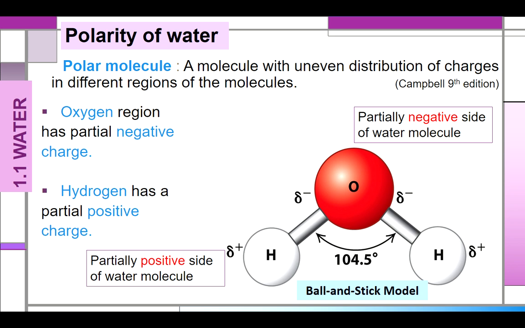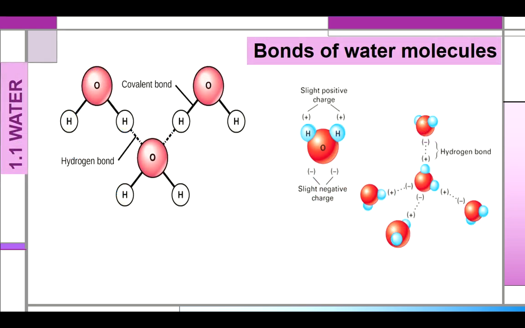Its molecular structure is slightly bent to form an angle of 104.5 degrees. The hydrogen, which is partially positive charge, is attracted to the oxygen, which is partially negative charge of a nearby water molecule. Thus, in liquid form, water molecules are held together by hydrogen bonds, which can easily form, break, and reform.